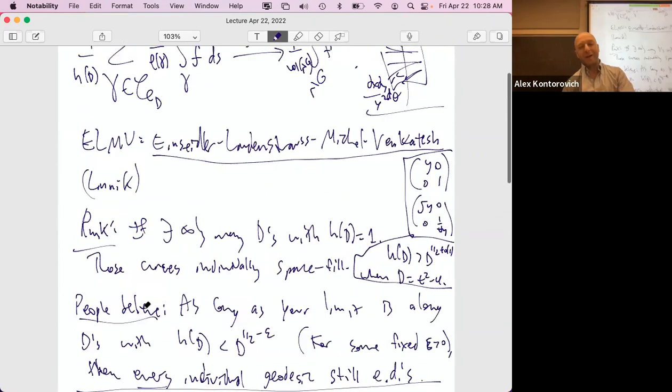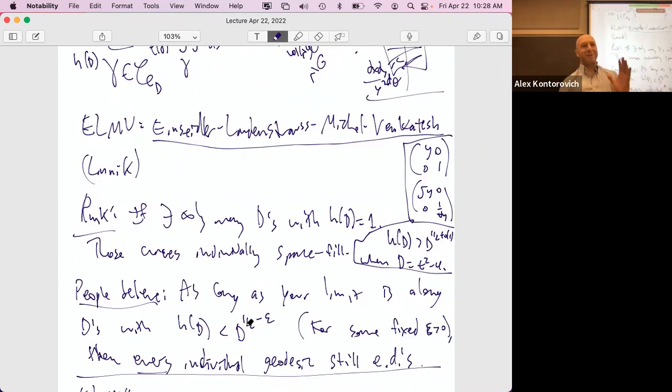Okay, sure. As long as the class number is at most D to the epsilon, for some small epsilon, people have shown this individual equidistribution. It's kind of crazy. And on the Riemann hypothesis for certain Rankin-Selberg L-functions, you can do this up to D to the quarter minus epsilon.